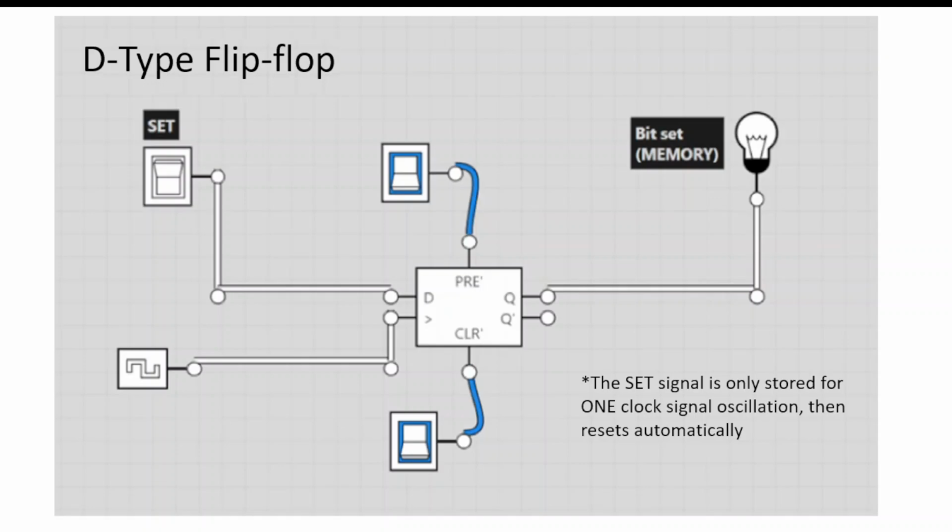Now another type is called the D-type flip-flop. So a D-type flip-flop is a little bit different. And in this one, the set signal is only stored for one clock signal oscillation. Then it resets automatically. And so what you can see is there's a few other terminals here which we're not going to go into detail with, a pre and a clear. I just have those tied high to high values, so to constant power. I have a clock signal and I have the set. That's it. So let's see how this one works.